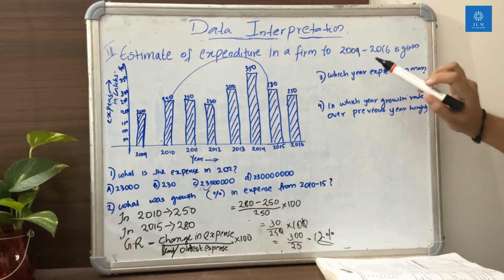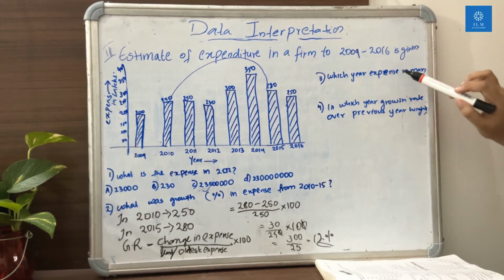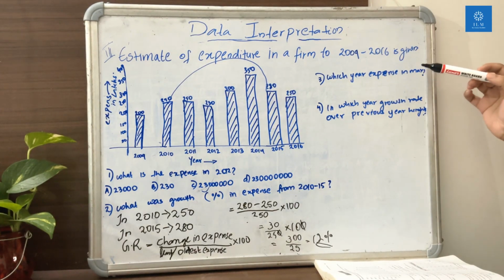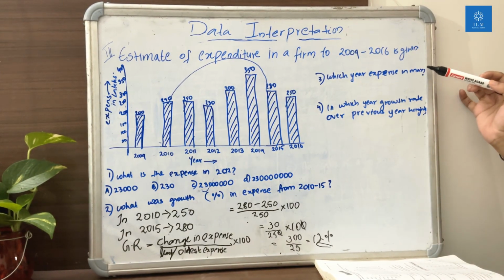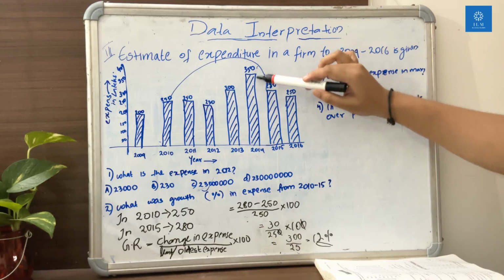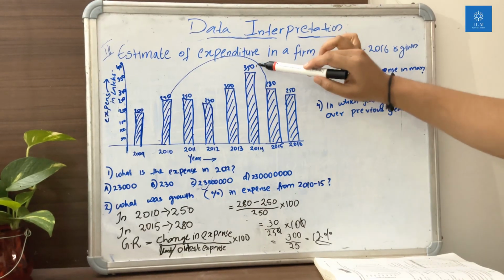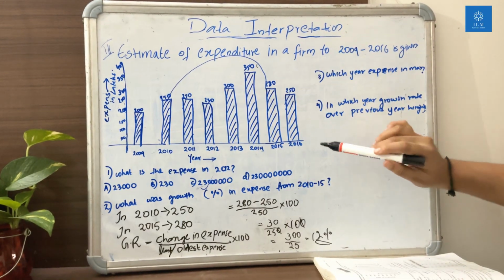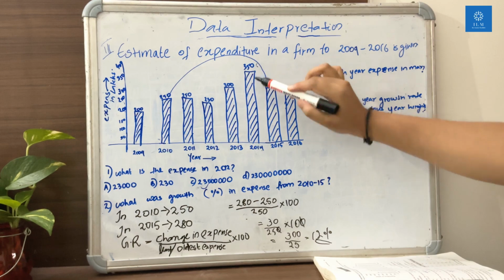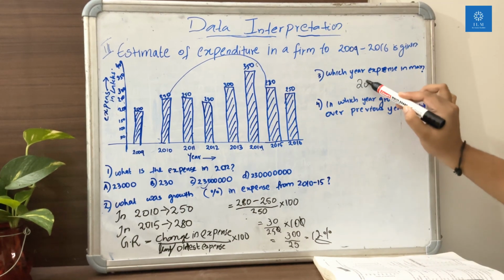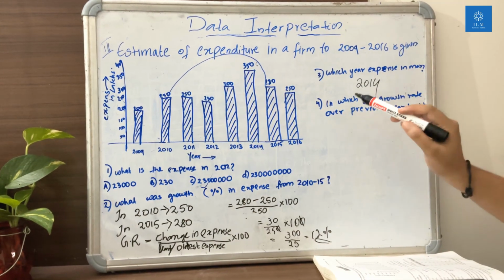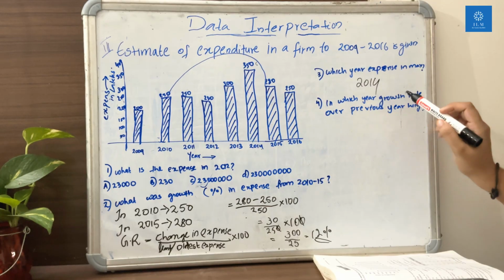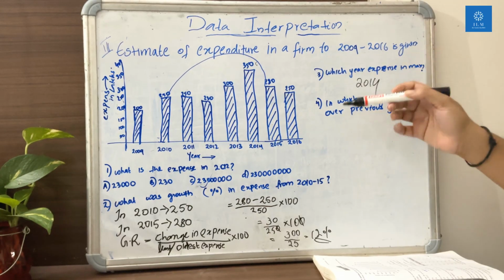Now question number 3, which year expense is maximum? So the expense is maximum in which year? So that will be 2014. In 2014, it is 350. So the expense is maximum in this year, 2014. Next question number 4, in which year growth rate over previous year is the highest?